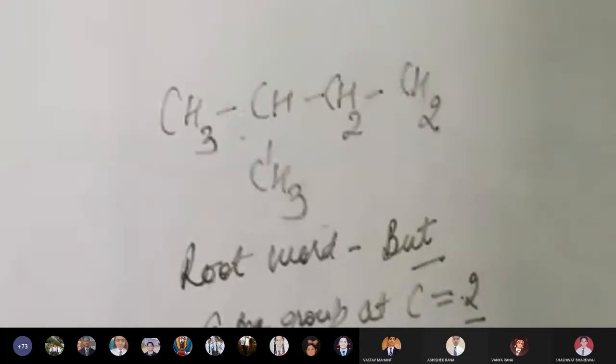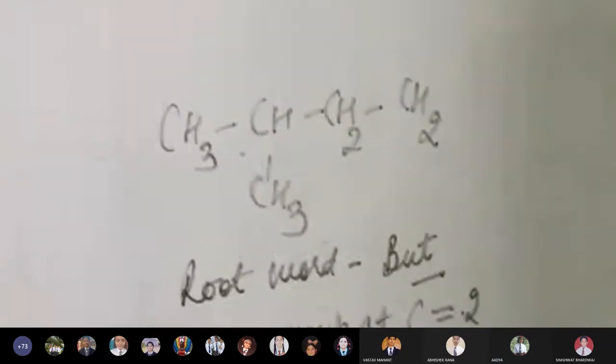Adya, you can answer this. Ma'am, it is correct. It's but and the root, and it is present at carbon atom 2. Okay, so I'll just make sure it is correct. Otherwise, many have raised their hands. So it will be butane 2.